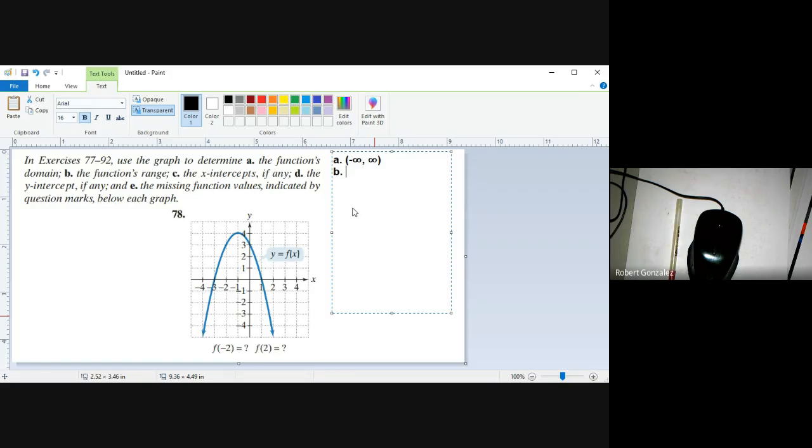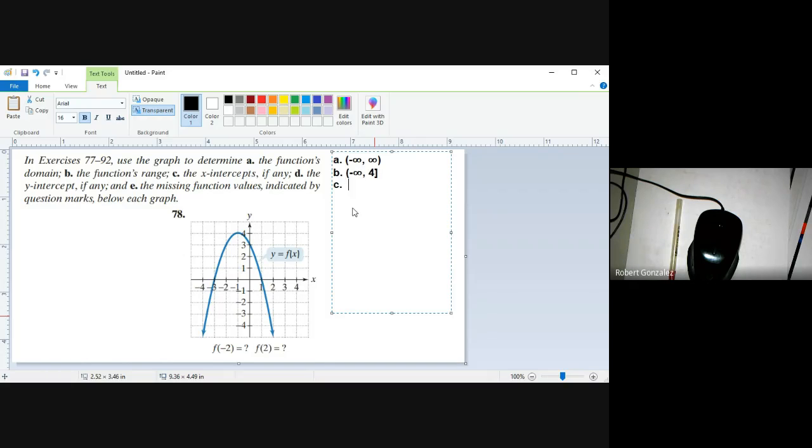Okay, what about the function's range? Well, this one has a maximum value. It starts at negative infinity and goes up to what maximum value? What's the maximum value of this function? 4, very good. So the maximum y value is 4. So I'm going to go negative infinity, 4. And I'm going to put a bracket here because it's included.